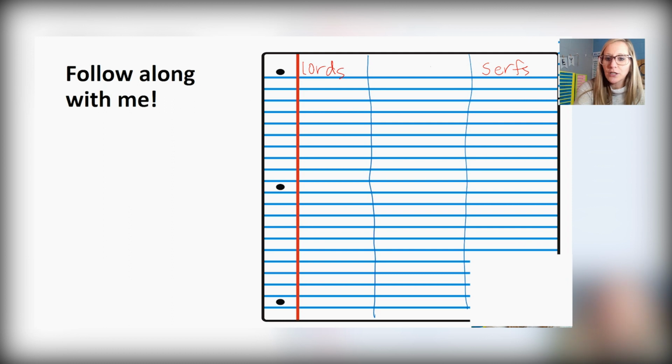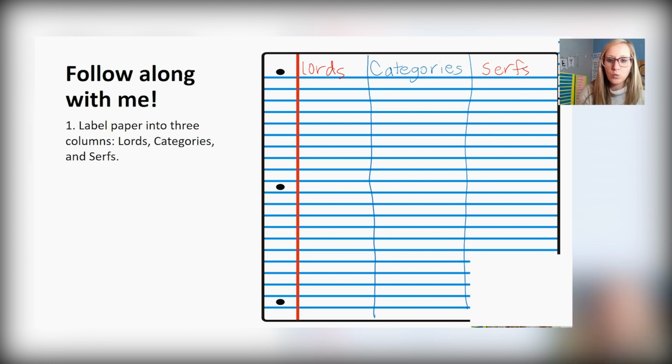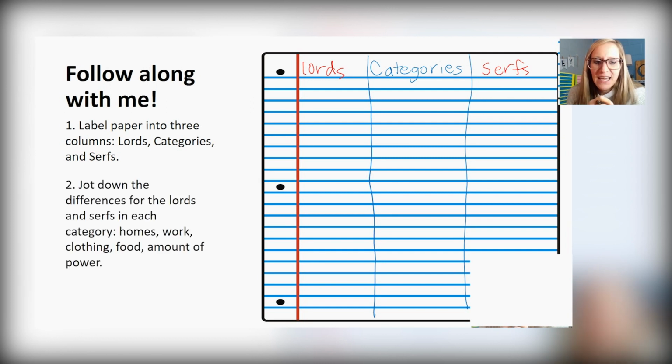In the center, we're going to label this section categories because there were a couple categories on the last screen that we needed to look at. So again, we've labeled our paper into 3 columns. And now we're going to jot down the differences for the lords and serfs in each category. So let's write down the categories that we have, okay? So the very first category is homes. I'm going to skip a few lines, draw a line over. And the next category is work.